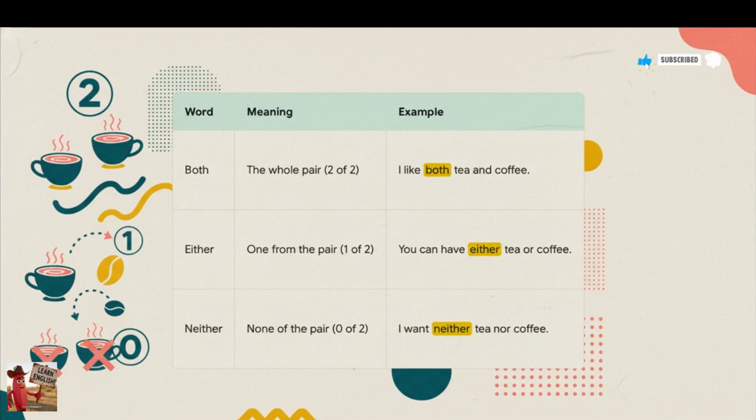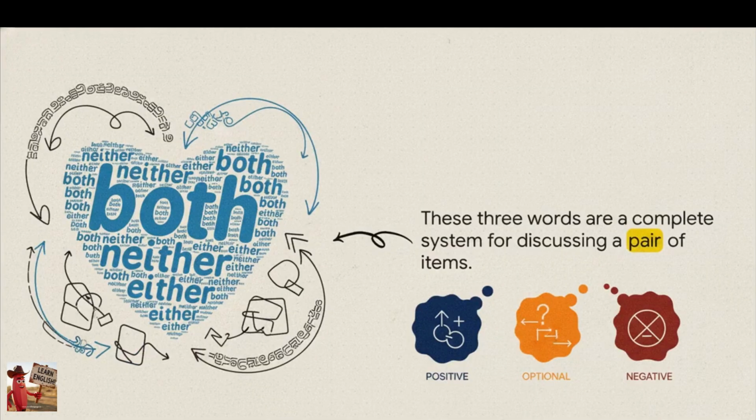Both is easy, right? It means the whole pair, 2 out of 2. I like both. Either gives you a choice, one from the pair. You can have either one. And neither means nope, none of the pair, 0 out of 2. I want neither. It's just simple math, really. You can really see here how they're all connected. They aren't just three random words. They're a complete little system for talking about a pair. You've got the positive, the optional, and the negative, all focused on two.